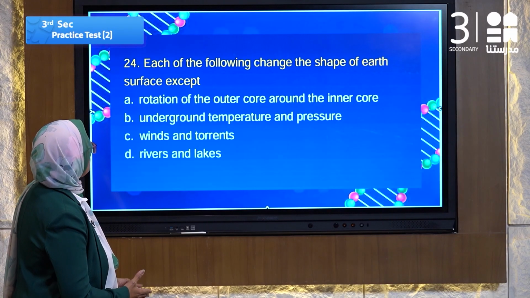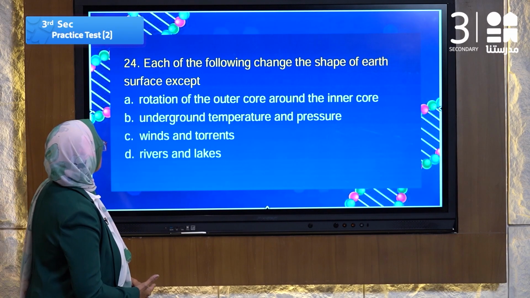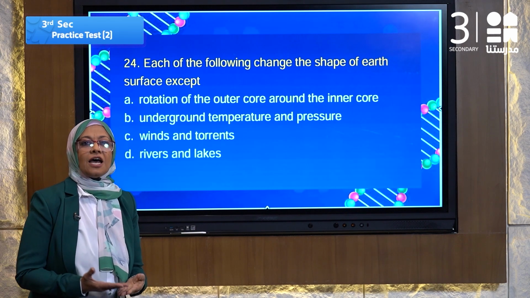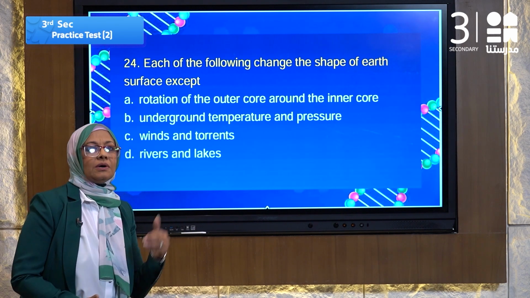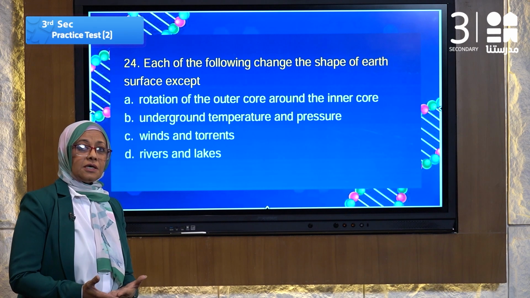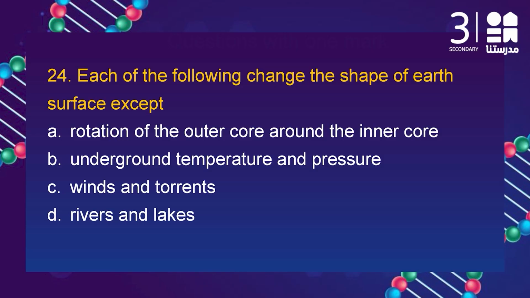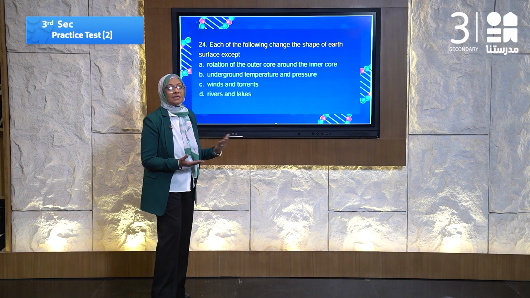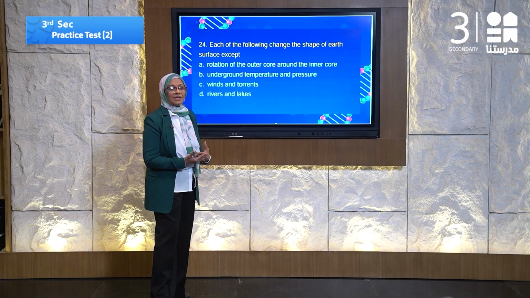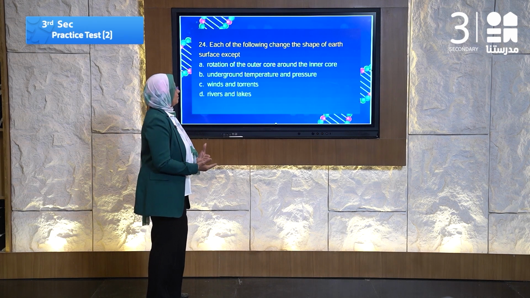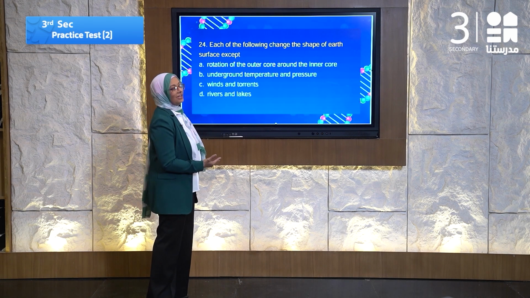Let's go to 24. Question 24 speaks about the shape of the Earth's surface, which means earth science, geology. Each of the following changes the shape of the Earth's surface except one, and that is the one we will look for. Let's read the choices.